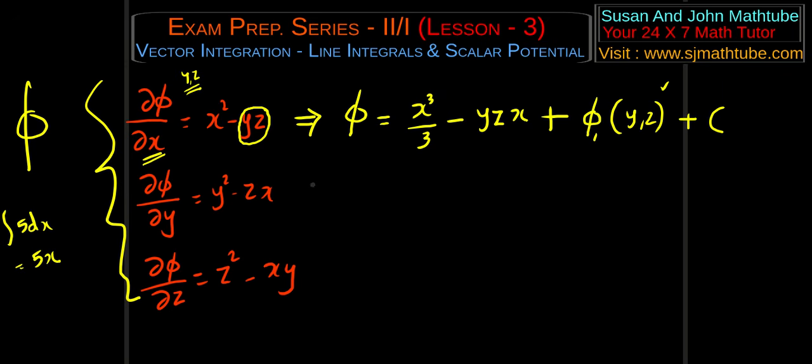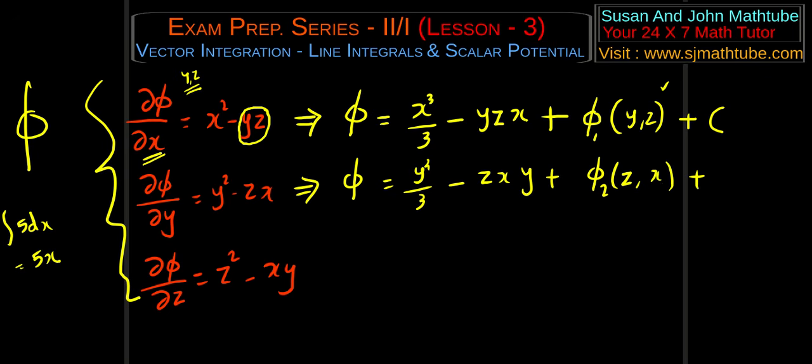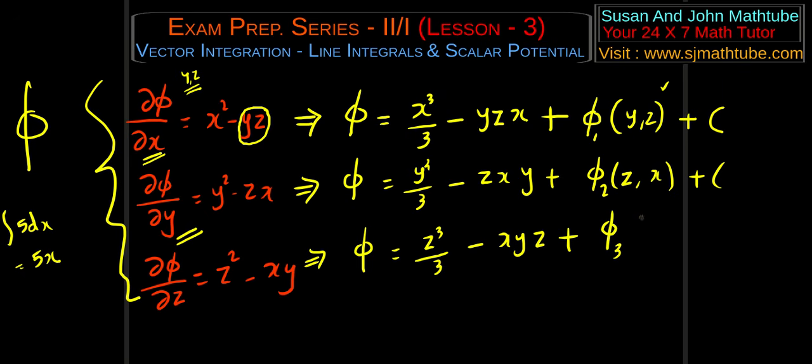That's an ordinary constant. Now applying the same logic, we get y cubed by 3, and this time I am integrating with respect to y. So zx into y plus another function, but this function will be in terms of z and x, because when you found this partial derivative, you treated y as the only variable, or you are treating z and x to be constants. And the third possibility, phi is equal to z cubed by 3 minus x into y into z plus a function in x and y plus c.